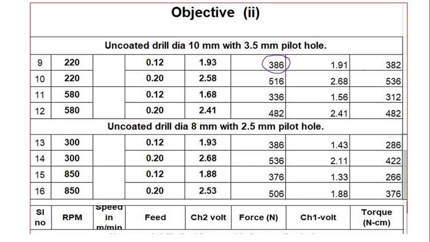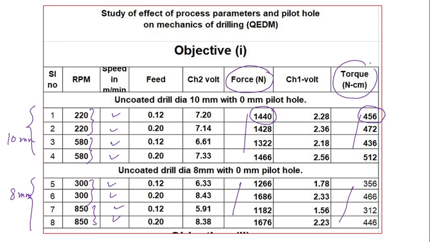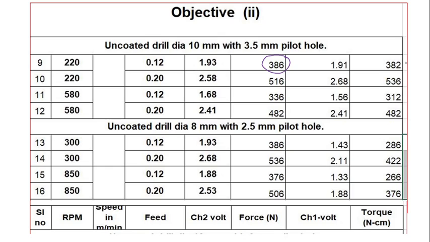So there is a drastic reduction. However, torque also reduces, but torque does not reduce to that extent. So by observing your data, you can clearly see that the effect of pilot hole is enormous on your thrust force. However, it is not so much on the torque.